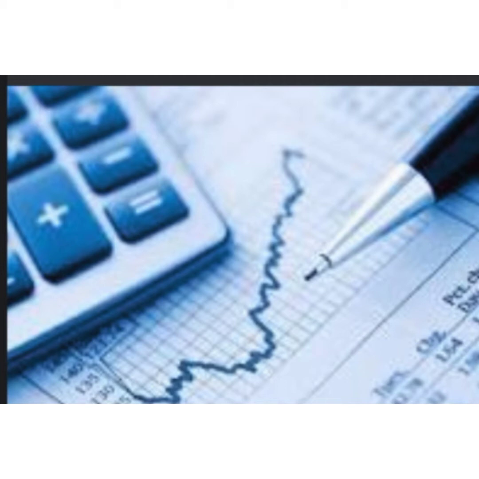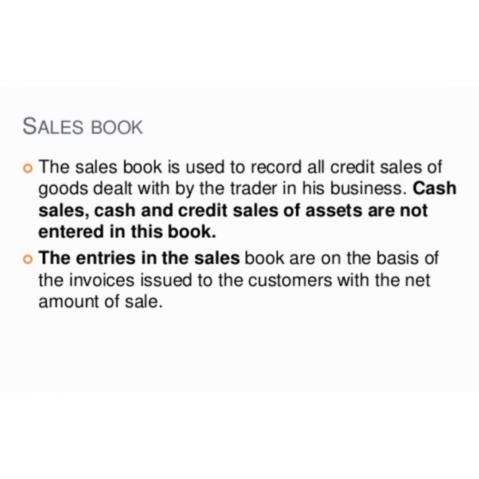Goods means the articles in which the firm has been dealing. Goods are purchased for regular sales. Raw materials used in manufacture of the articles sold by the firm are also considered as goods. Articles produced, assembled, manufactured, or purchased for sales are all goods. Sales book is used to record all the credit sales of goods dealt with by the trader in his business. Cash sales, and cash and credit sales of assets, are not entered in this book.